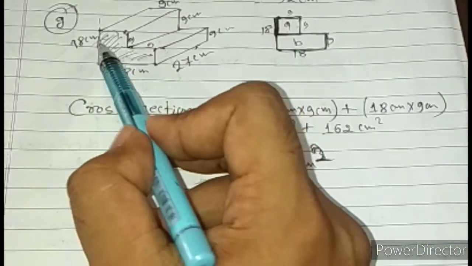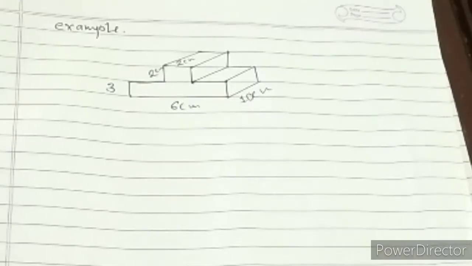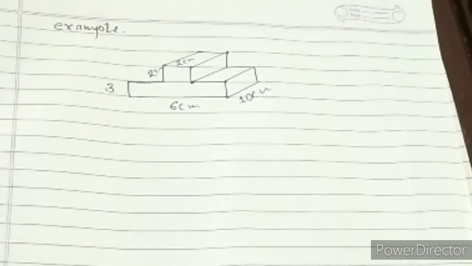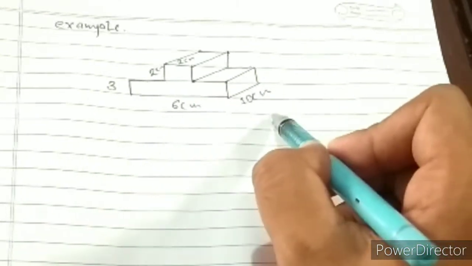Here we have to find this rectangle plus this rectangle's area, that is the area of the cross section. Okay, one more example I can show you here. Here you have to find the cross section area. Cross section area means this front part.